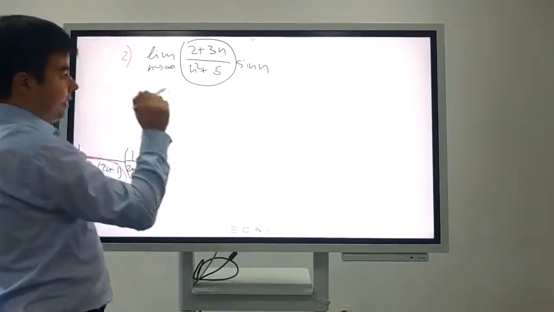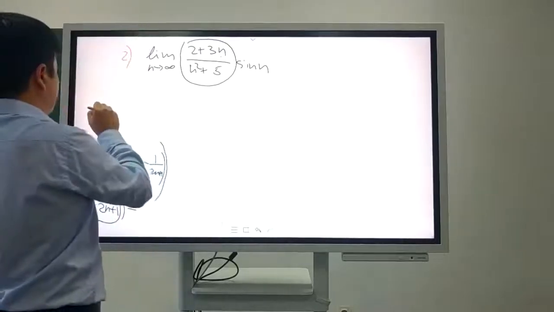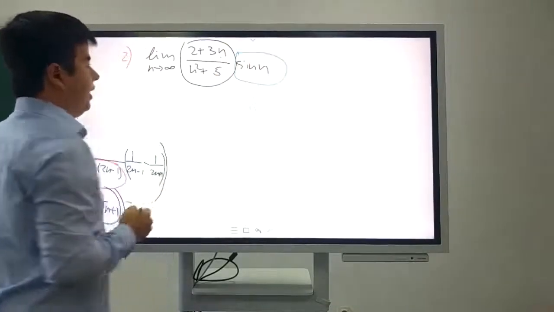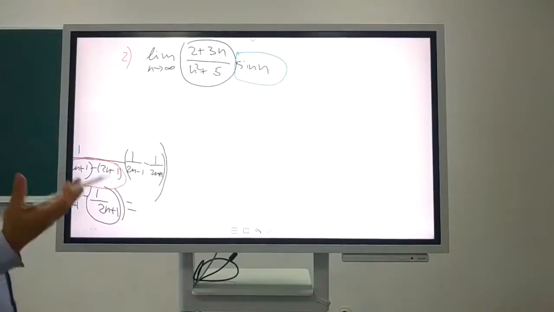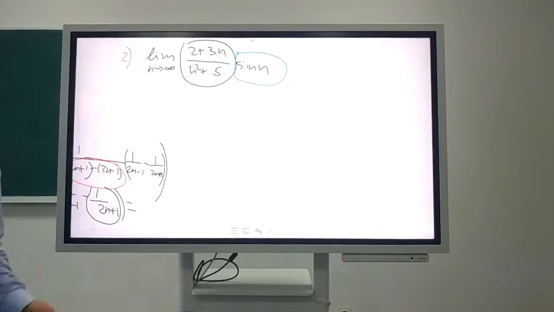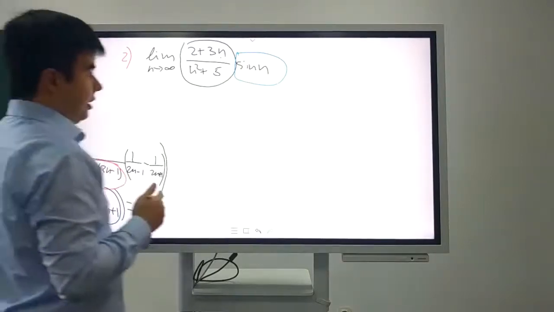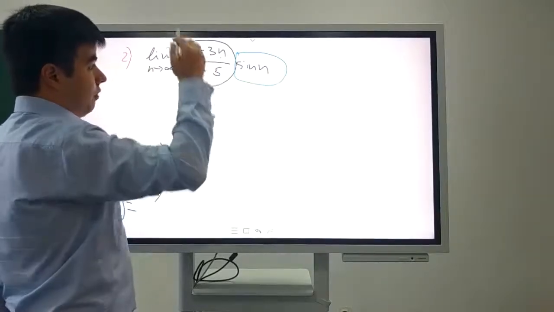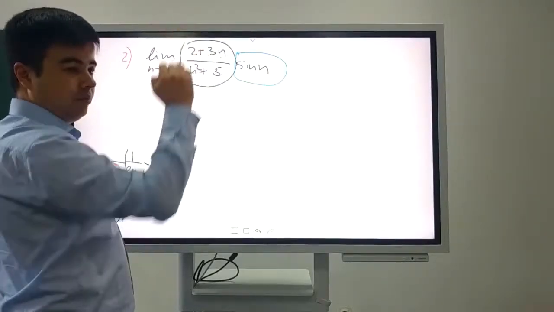And next thing, here we have sine n. So sine n is a bounded function. Sine x is a bounded function. The range of sine n is from -1 to 1.